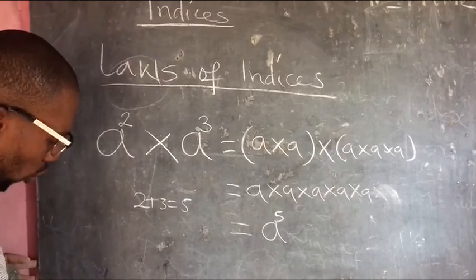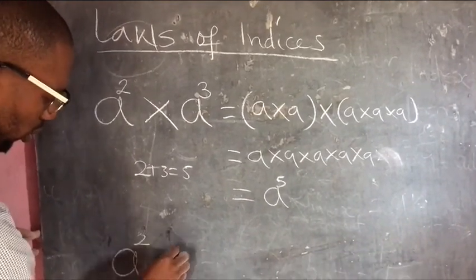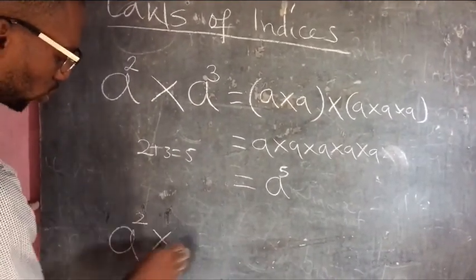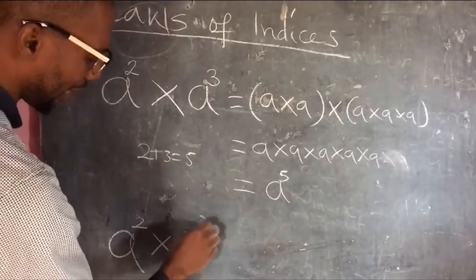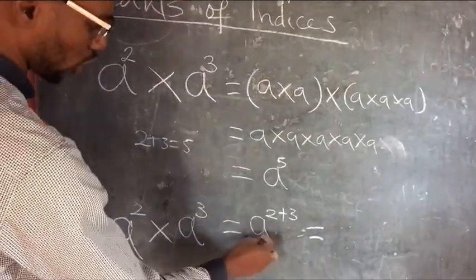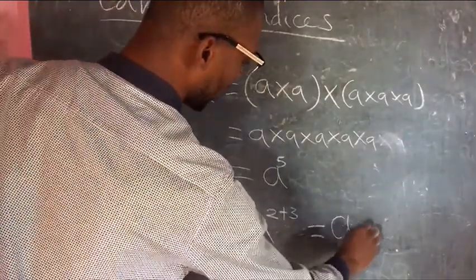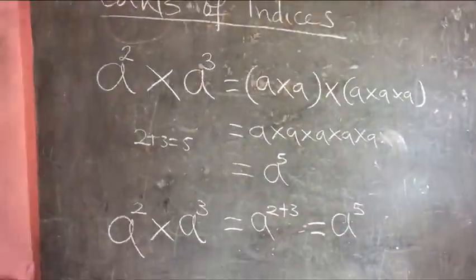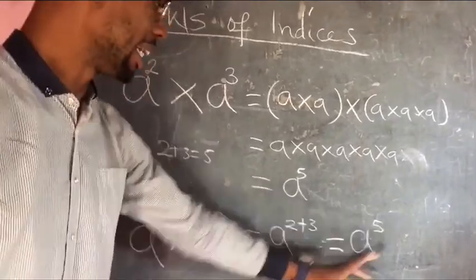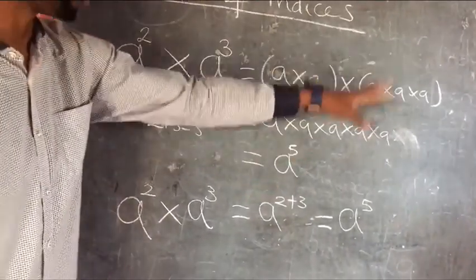So if I do a raised to power 2 times a raised to power 3, I will just do the shortcut: a raised to power 2 plus 3, then I will get a raised to power 5. So I just take 3 easy steps instead of doing all these things.